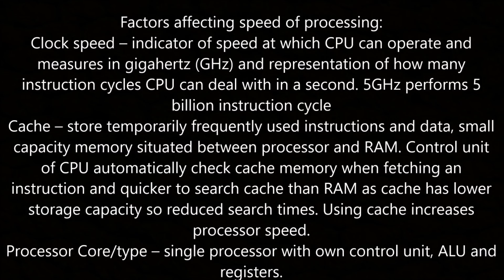Factors affecting the speed of processing. Clock speed is an indicator of the speed at which a CPU can operate, measured in gigahertz, and a representation of how many instruction cycles the CPU can deal with in a second. So 5 gigahertz performs 5 billion instruction cycles a second.